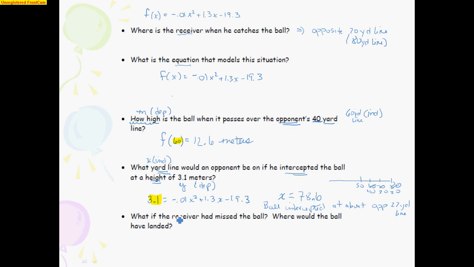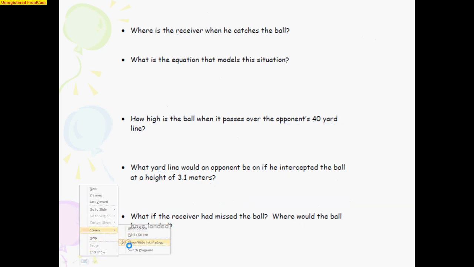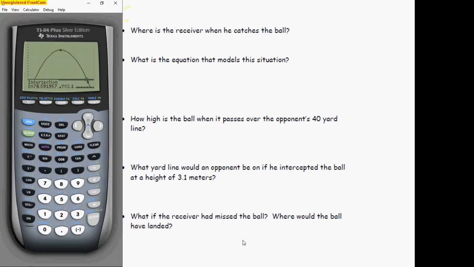Now the next question is, what if this receiver had missed the ball? Where would the ball have landed? So once again, that's asking for a yard line. Looking at your graph, what are they actually asking for? They're asking for where the ball hits the what? Right? The ground. So that is the x-intercept.